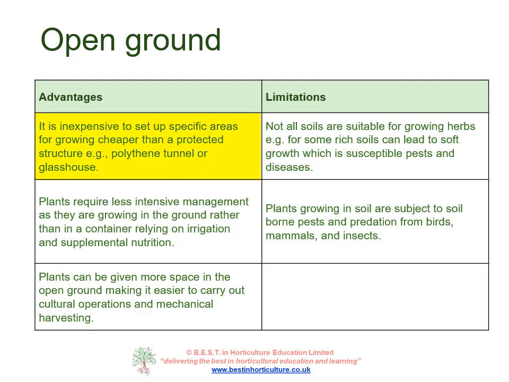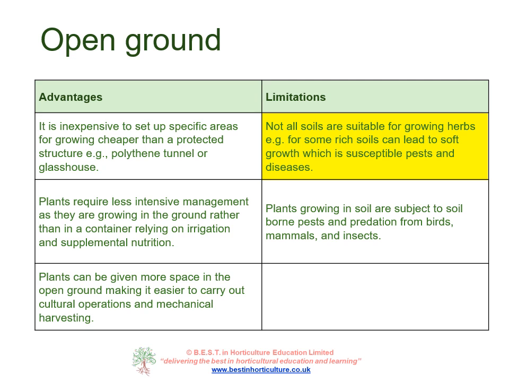Advantages here include it's inexpensive to set up specific areas for growing, certainly cheaper than a protected structure like a polythene tunnel or glasshouse. Plants require less intensive management as they're growing in the open ground rather than in a container which relies on irrigation and supplemental nutrition. And plants can be given more space in the open ground, making it easier to carry out cultural operations and mechanical harvesting.